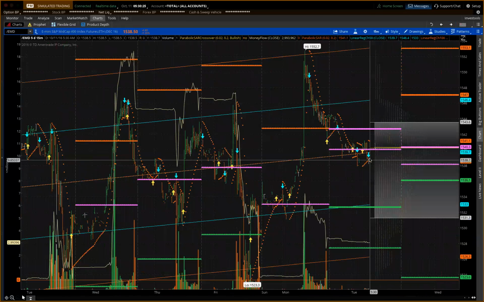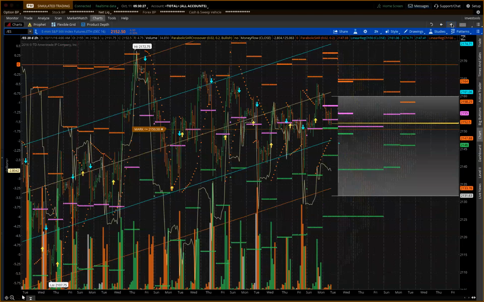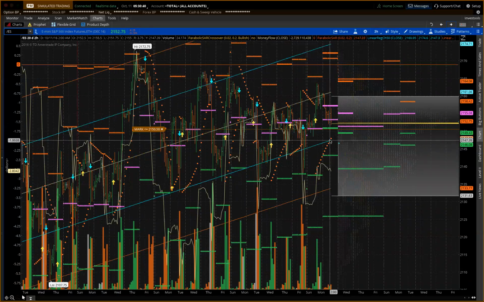Take a look at mid caps futures. Okay, where are we at? 52. All right, so looking like a little bit of weakness here on the open. Like I said, 40 at the low end. It's range bound here on S&Ps.